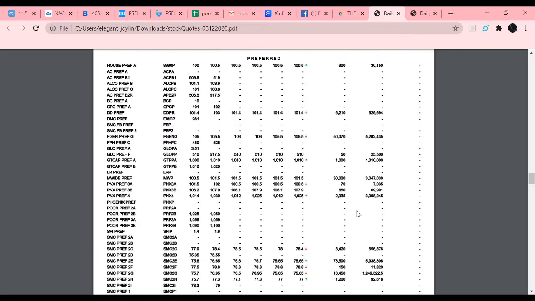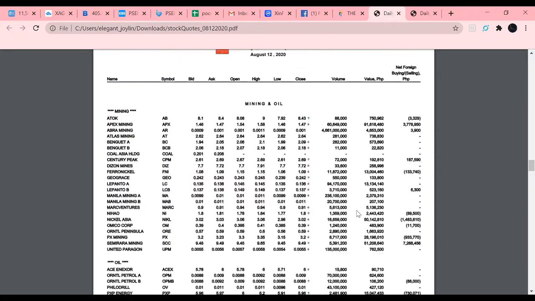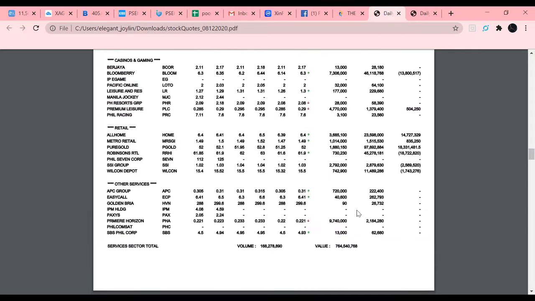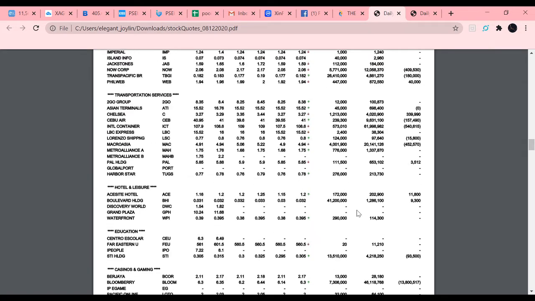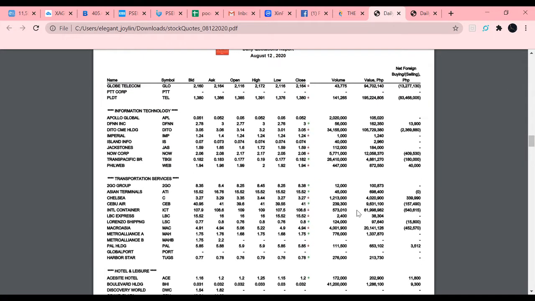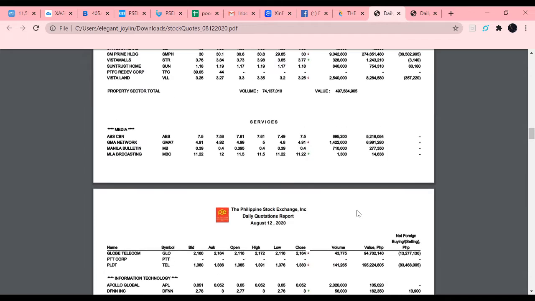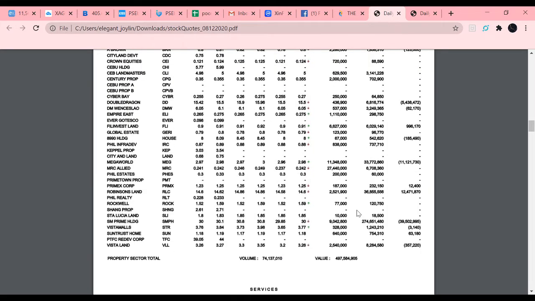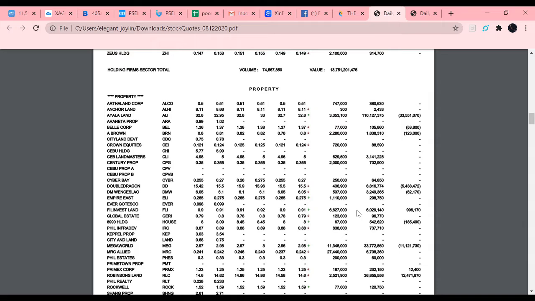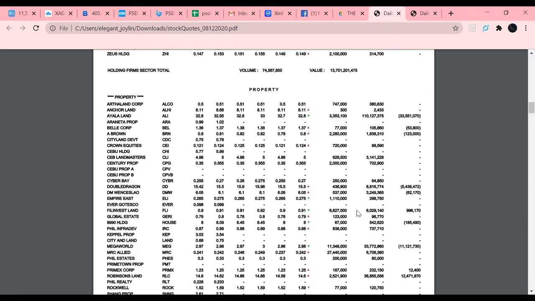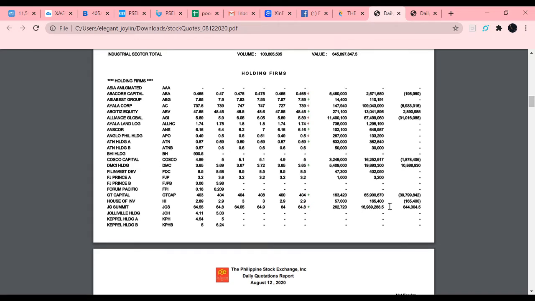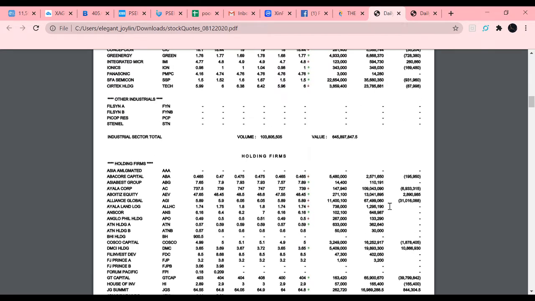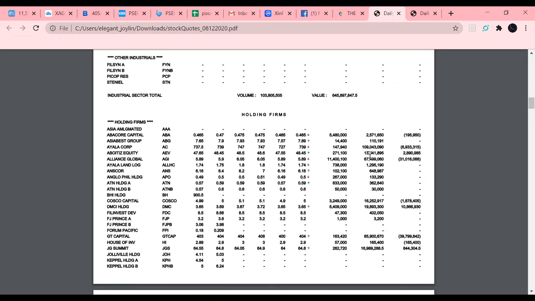Check natin yung mga values. Kung may makita tayo, 9 billion, more or less, or more than 9 billion sa regular transactions. I think yung REIT transactions yun. I don't know. Wait, check natin ha. Kasi wala akong makita na very malaki. Kasi kung sa holding firm siya, check natin ha.